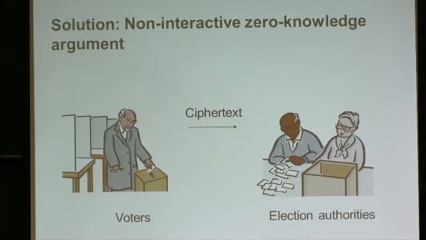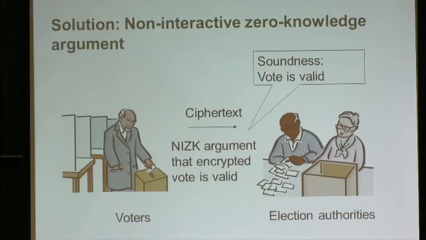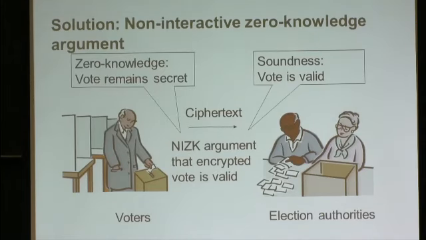A solution to this is to use a non-interactive zero-knowledge argument. The voter sends the ciphertext to the election authorities and also sends a non-interactive zero-knowledge argument that the encrypted vote is valid. What does this give us? The election authorities are happy because this scheme has a soundness property which guarantees that the vote is indeed valid. And the voter is happy because it has a zero-knowledge property that guarantees that the vote remains secret. The only thing the election authorities can learn from this argument is that the vote is valid, but they don't learn what the vote is.